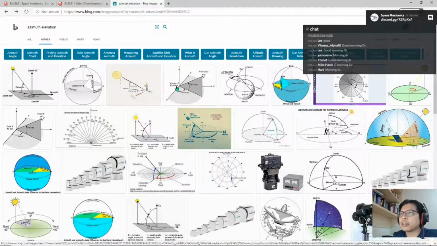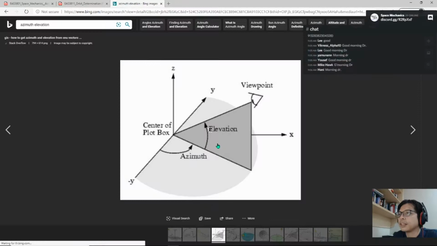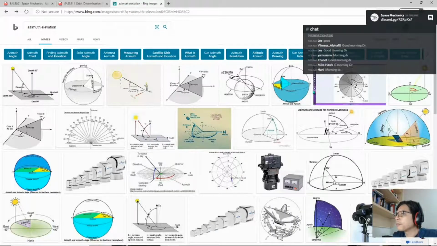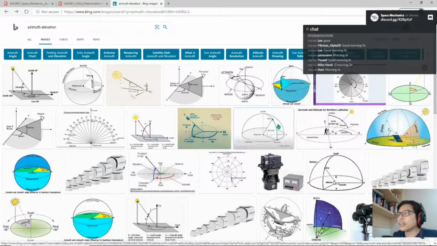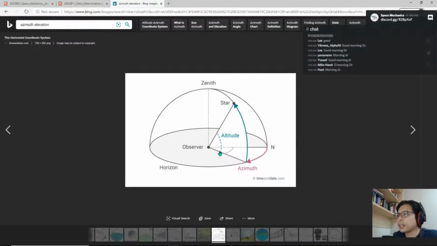Yeah, this is the picture where I got it from. I think this one makes okay sense, but it's kind of weird because it's not following any north or south. You can think of it this way also, same thing, but right now it's using altitude instead of elevation, but it's the same thing.